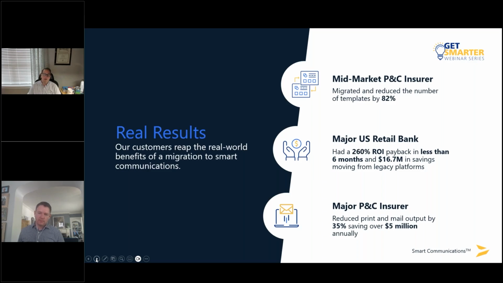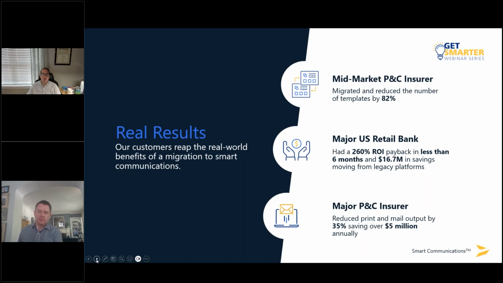And then another use case where one of our huge property and casualty insurance customers were able to reduce the print and mail output by 35%. So just by not mailing and printing as many documents and moving more towards a digital channel, they were able to save over $5 million a year. It's incredible how much money is spent on printing and mailing.